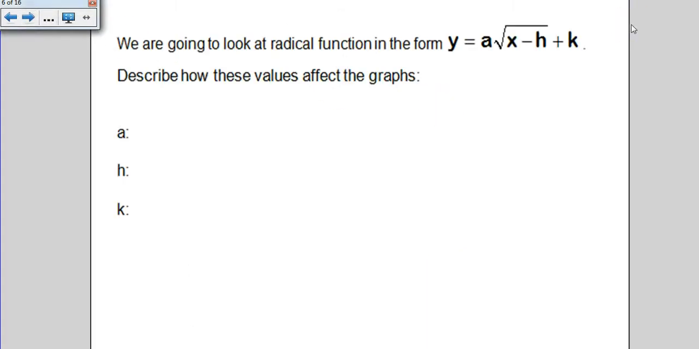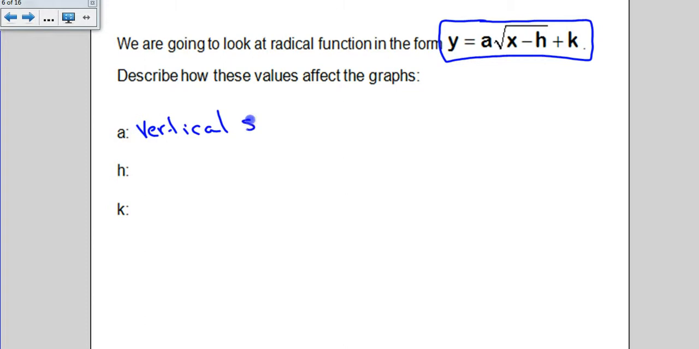So let's talk about how these values affect your graph. The first value I want to talk about in this equation is the a. The a is what we're going to call a vertical stretch. So if you have a number out in front of the radical, that is going to stretch or possibly even shrink, if it's less than 1, the square root graph. So it might make it rise 4 times as fast if there's a 4 in front of it.